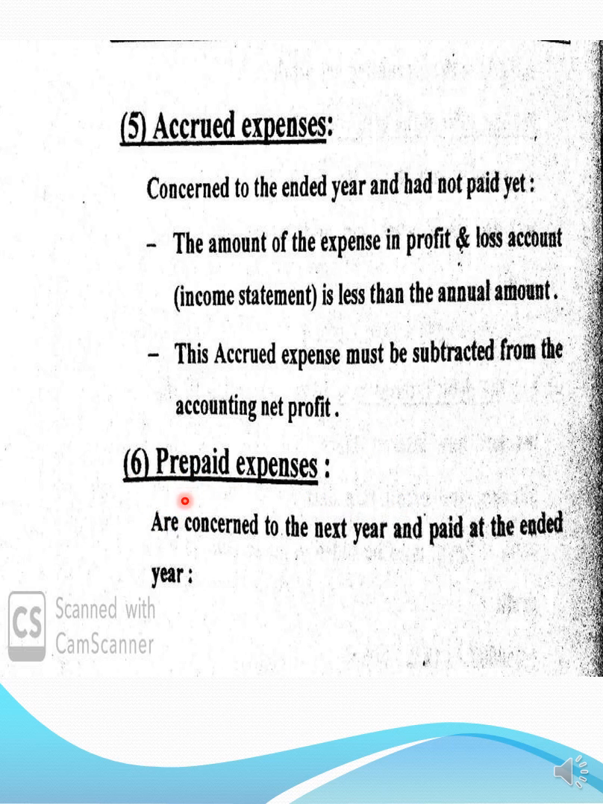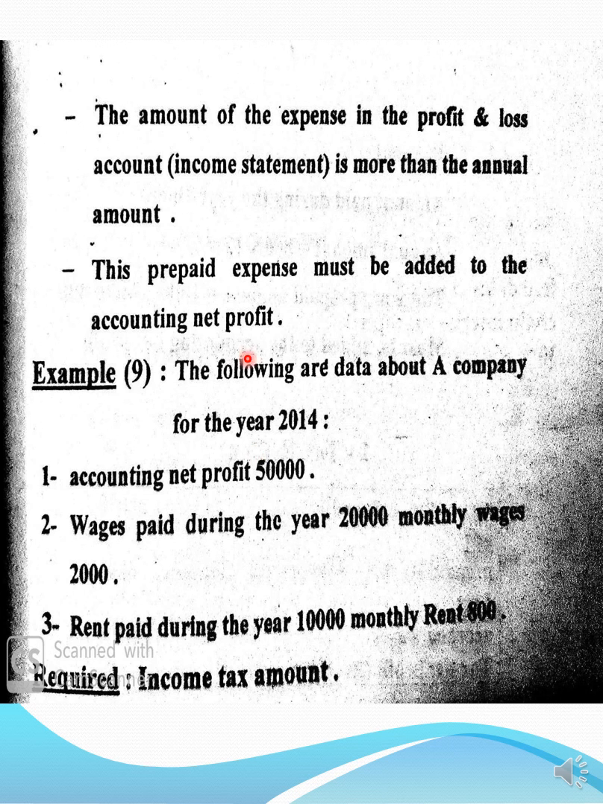Prepaid expense are concerned to the next year and paid at the ended year. ده العكس. البريبيد اللي هو المدفوع مقدم، انا دافع رنت مثلا ل3 سنين ورحت خصمت الرنت كله من السنه دي، فهنعمل ايه؟ The amount of the expense in the profit and loss account income statement is more than the annual amount. هو زيادة عن ما له علاقة بالسنة. This prepaid expense must be added to the accounting net profit. يبقى هو not accepted، يبقى أنا هزوده على النت profit.